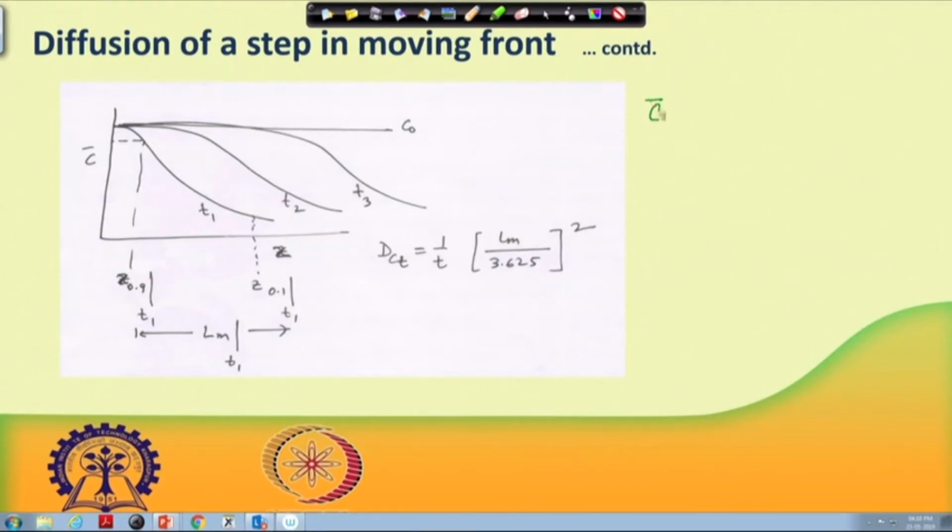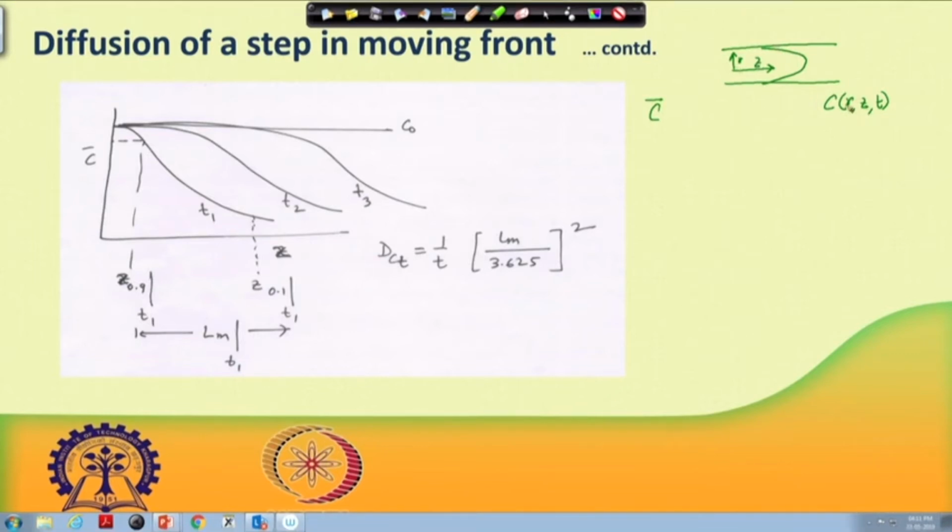You remember we said at the very outset that in case of a capillary, we could be having a parabolic velocity profile. And so, because of that we have concentration as a function of r, z and t, where r is the radial distance, z is the axial distance and t is the time. But since we cannot handle this radial concentration, we said that we are interested in C bar as a function of z and t.